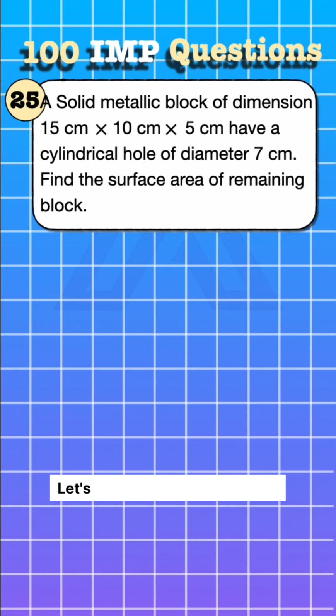Let's start 100 question series. Question number 25. A solid metallic block of dimension 15 cm into 10 cm into 5 cm has a cylindrical hole of diameter 7 cm. Find the surface area of the remaining block.